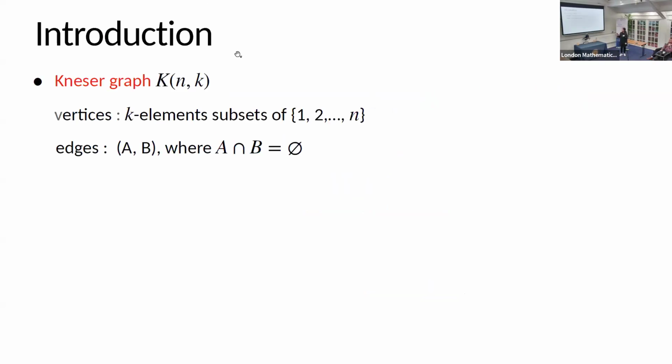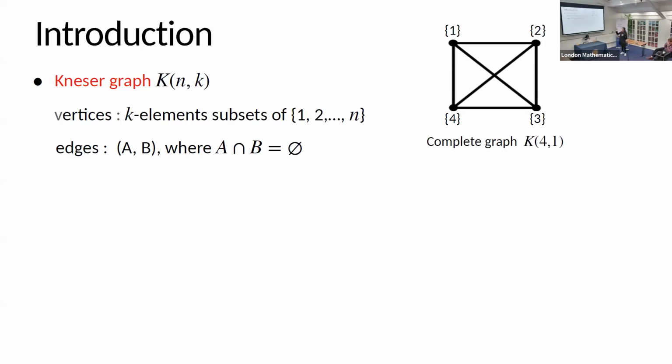So let me start by introducing the Kneser graph. The title said intersecting set systems, but I want to start with the Kneser graph. These are one of the graphs at the forefront of intersecting set systems and the most actively studied graphs. So let me start by defining what these are. There are two parameters, small n and small k. The vertices are the k-element subsets of the set 1 to n, and there is an edge between two sets if they are disjoint.